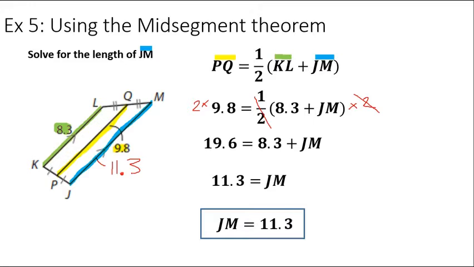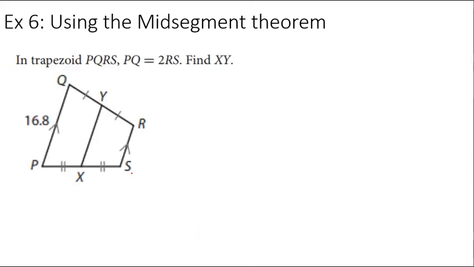Okay, so now example 6. In the trapezoid here, they told us that PQ is 2 times RS, and we want to find XY. So we're going to solve for XY. That's what they're asking us to solve for. So this is XY here.